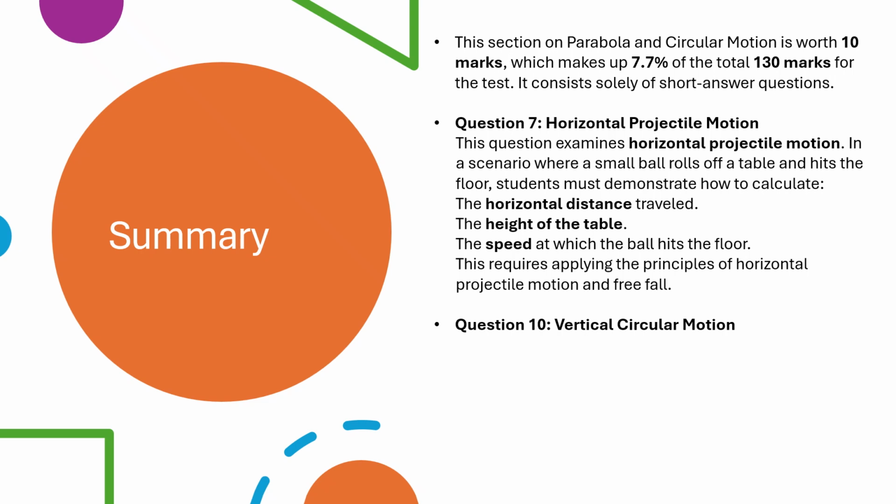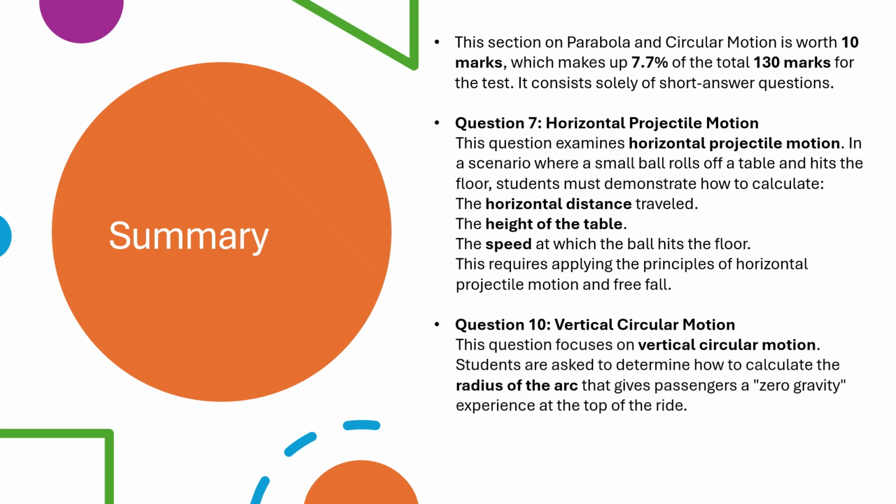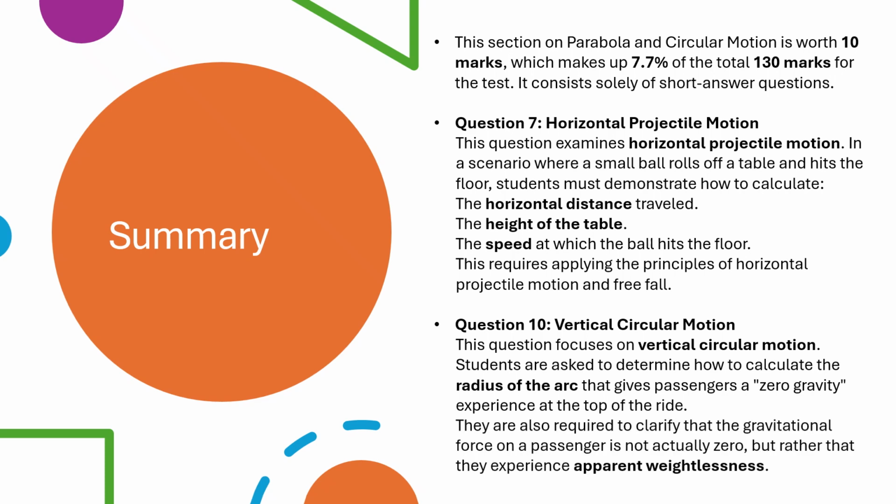Question 10, the vertical circular motion question, focuses on vertical circular motion. Students are asked to determine how to calculate the radius of the arc that gives passengers a zero gravity experience at the top of the ride. They are also required to clarify that the gravitational force on a passenger is not actually zero, but rather that they experience apparent weightlessness.